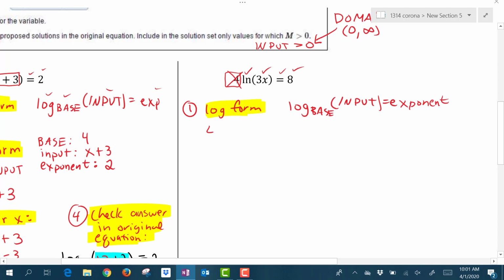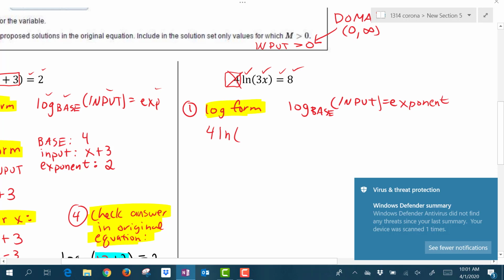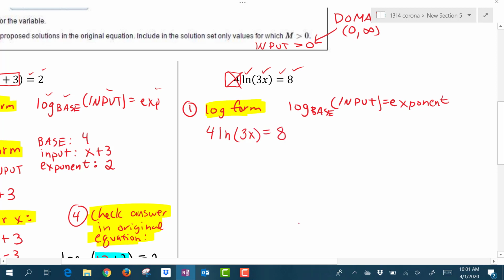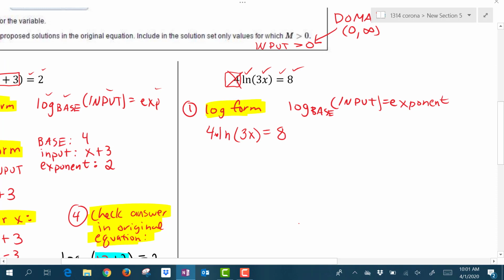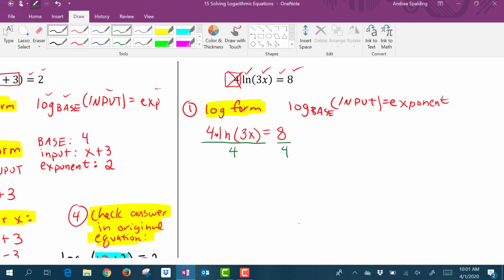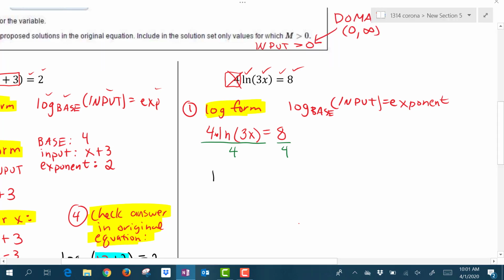Now, how do we actually get rid of that? Well, I can't just cross it out from the equation. It's 4 times the natural log of 3x equals 8. In order to undo a multiplication, I'm going to divide. So I'm going to divide both sides by 4. So we end up with natural log of 3x is equal to 2. Now we are in log form.